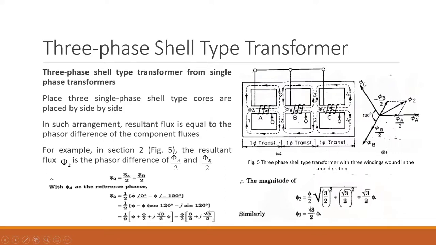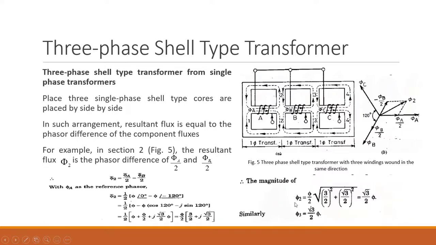Similarly, what you could see in section 3, the same condition is here. The flux due to phase B or transformer B is in the upward direction, and in phase C or the third transformer, it is in a downward direction. So the same situation will be there. In a similar fashion, you can determine the magnitude of flux in section 3. Its value you are going to get is root 3 by 2 phi.